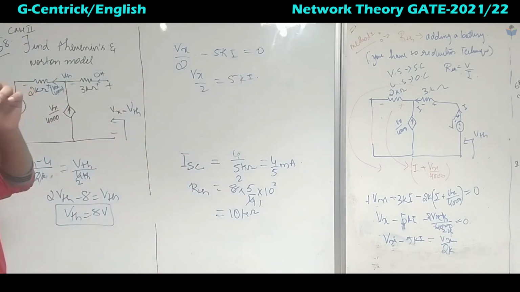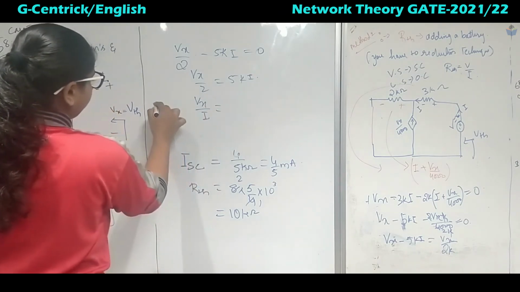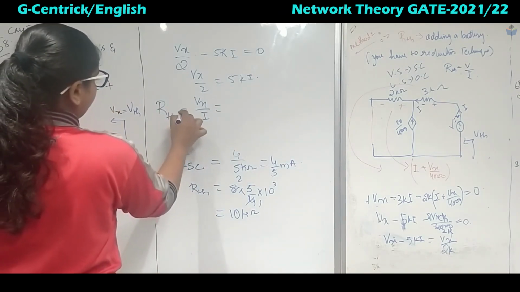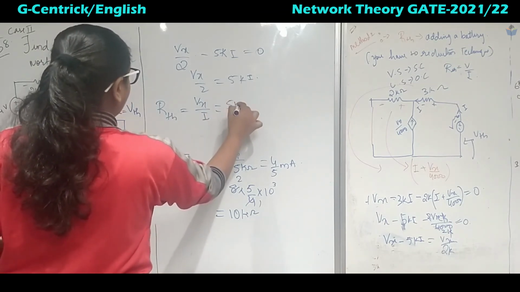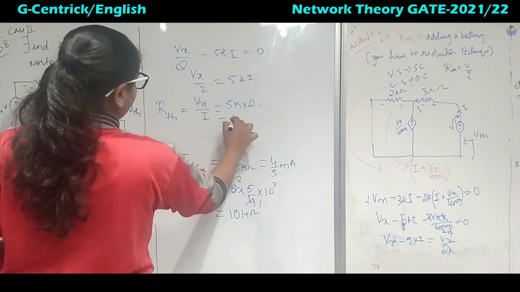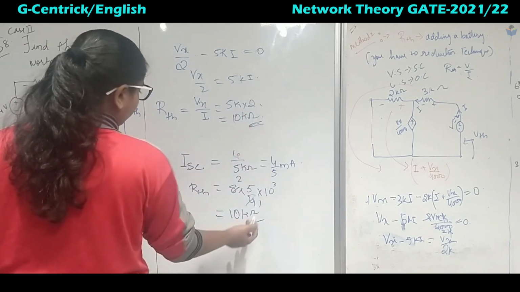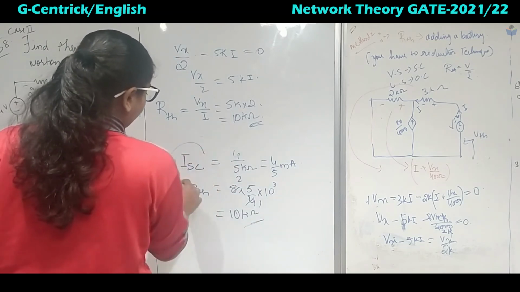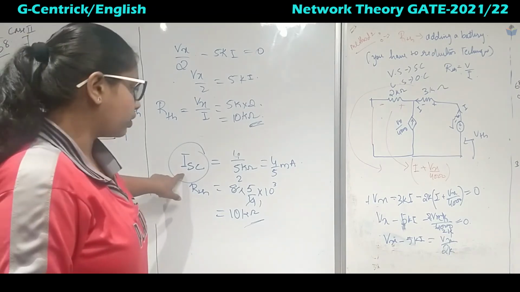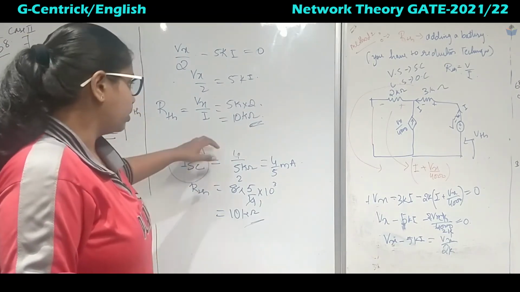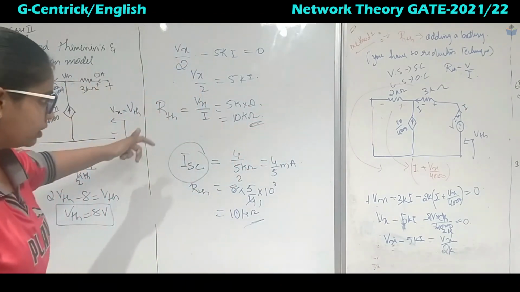Now you want the ratio of Vx by I. So this is nothing but R Thevenin, or you can call it R equivalent. So this is 5k into 2, that is 10 kilo ohms. So if you compare with method 1, in method 2 both are the same. But here the extra step was ISC; we could have done directly using method 2. So we had to calculate one extra step. So you have to see for which circuit you have to apply which method.